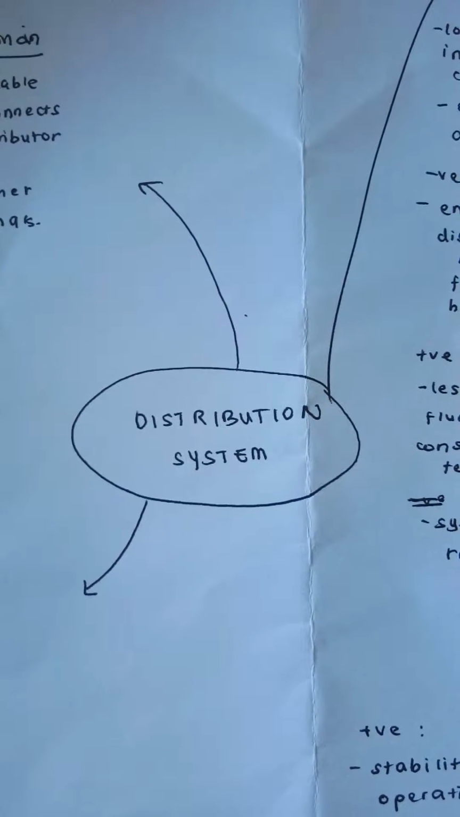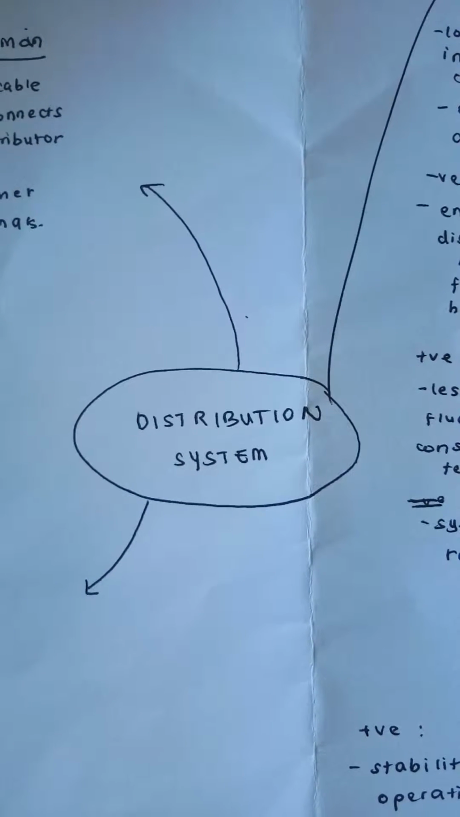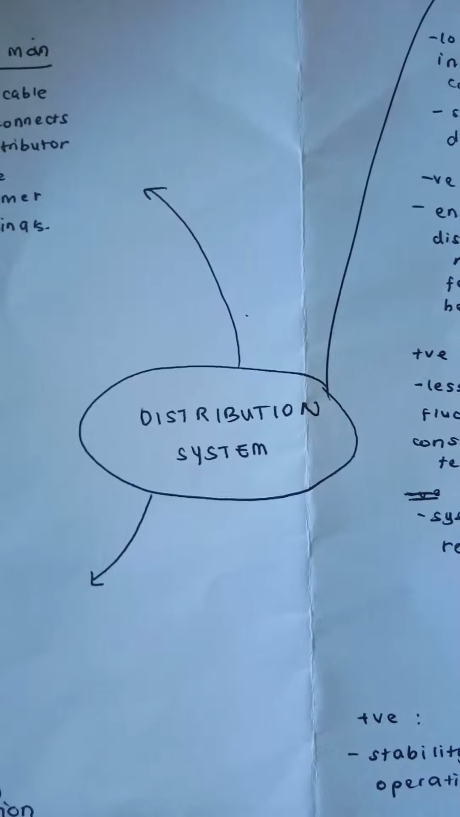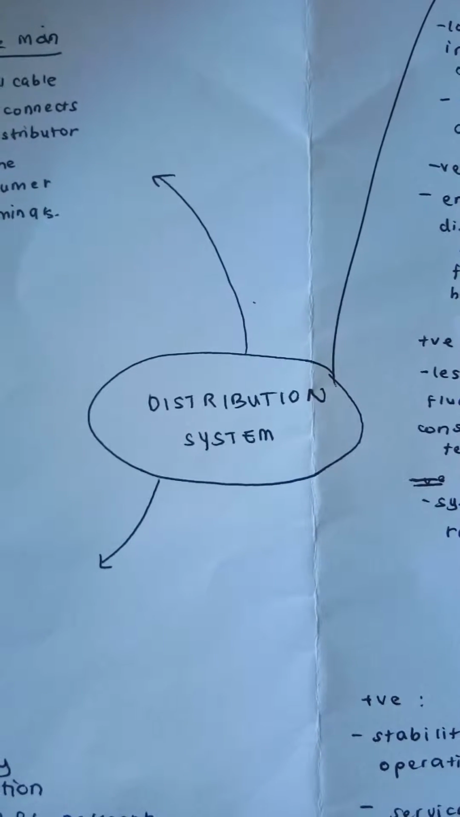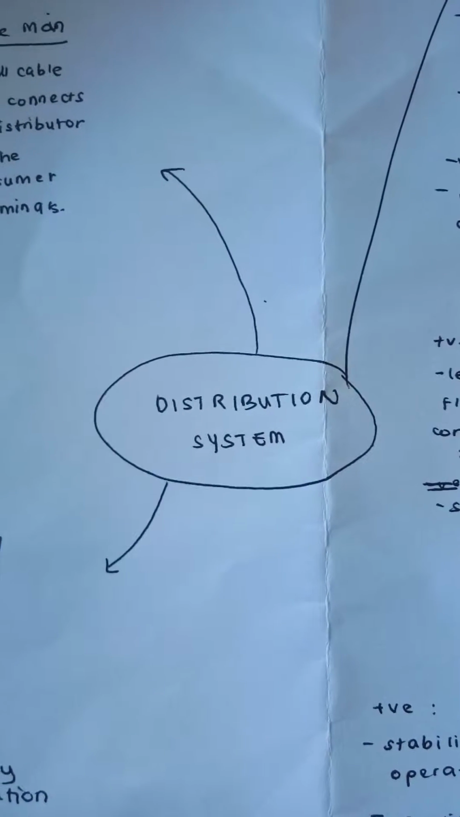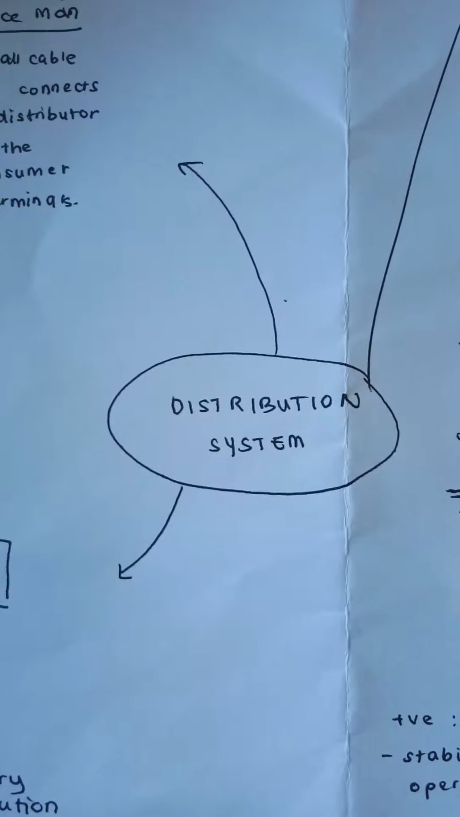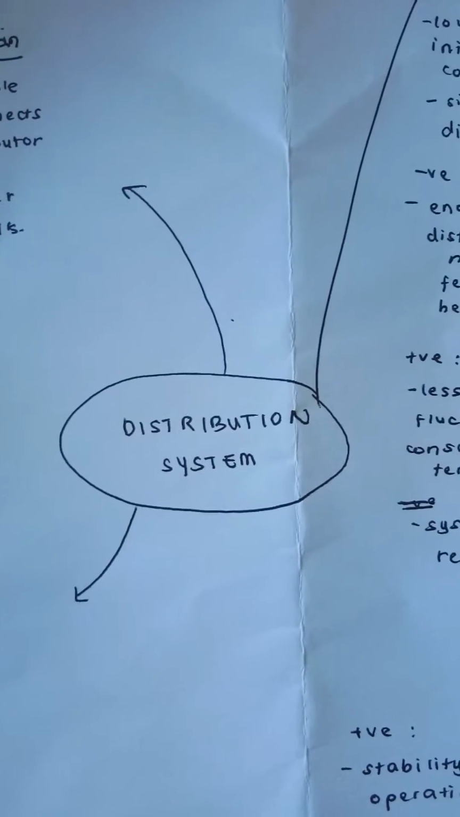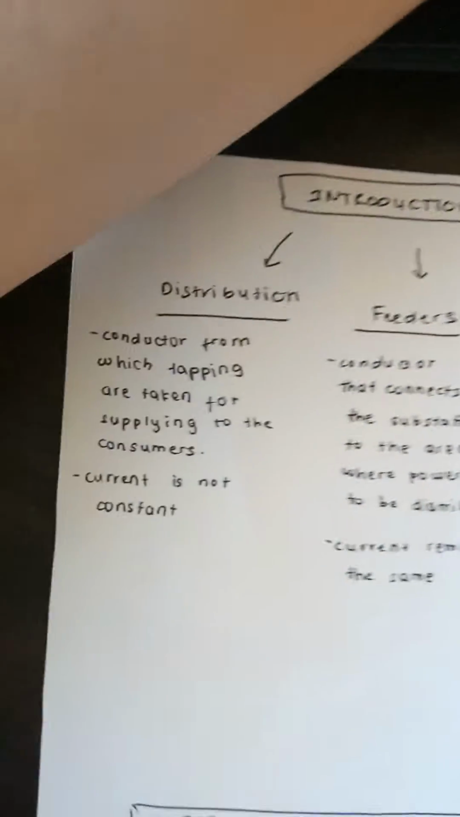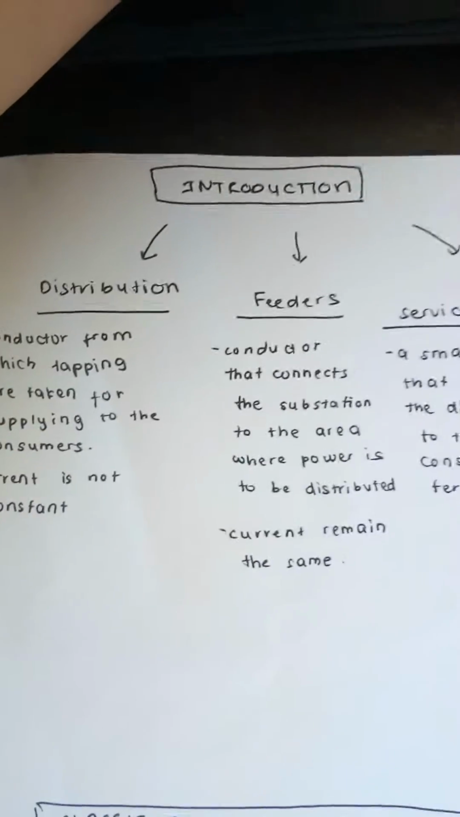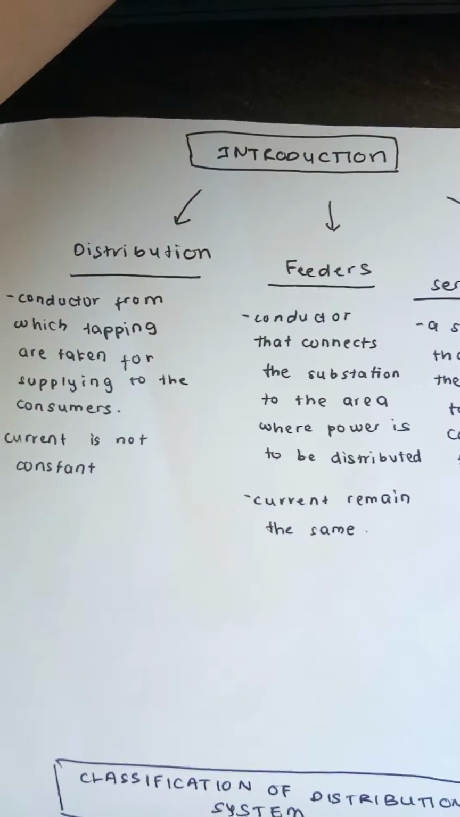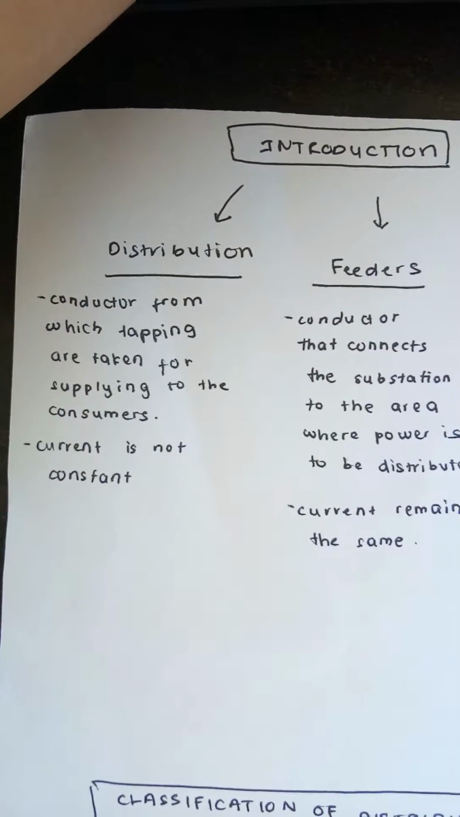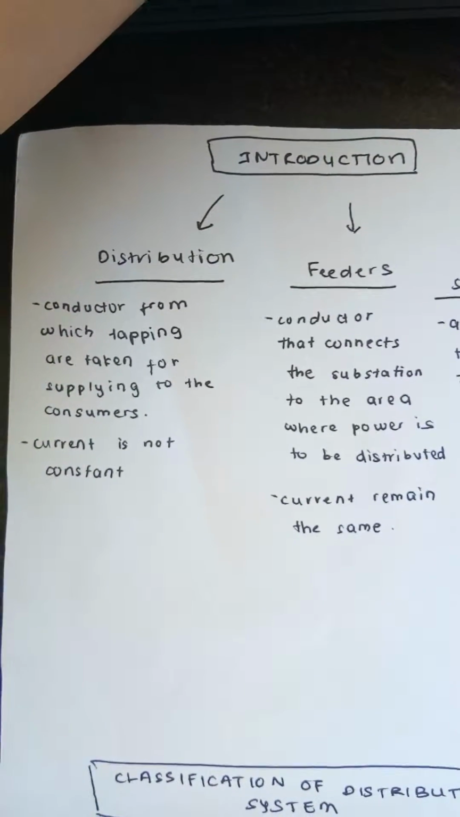Chapter 6, the distribution system. The distribution system is to distribute electrical energy generated at the generating station and transmitted to consumers. Distribution is a part of the power system which distributes electric power from the substation to consumers.